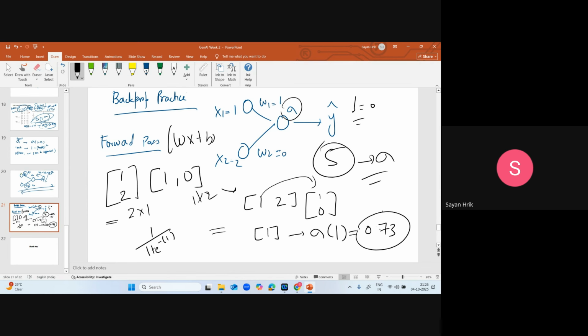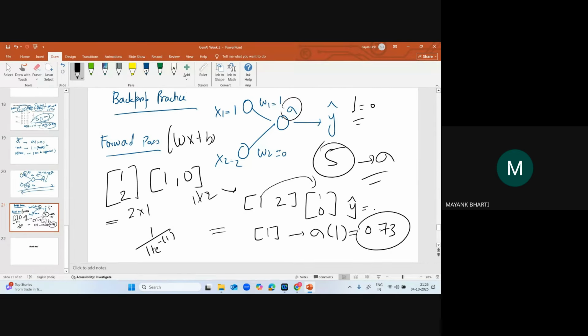So what is this 0.73? Can someone tell me what this 0.73 is? Is this y hat? The probability. Yes, so it is y hat, right? This is y hat. So basically in the exam, how will we give you the questions? We'll give you some weights, biases, and some data points and we'll tell you to calculate y hat. So I think now it's clear how we'll calculate y hat?